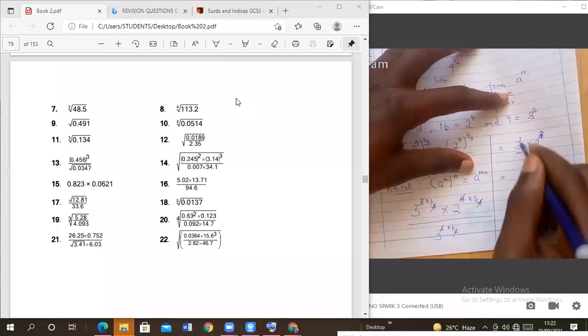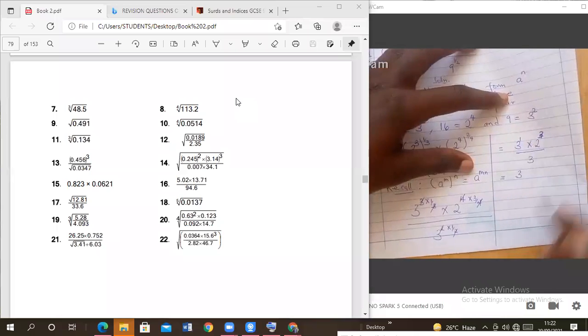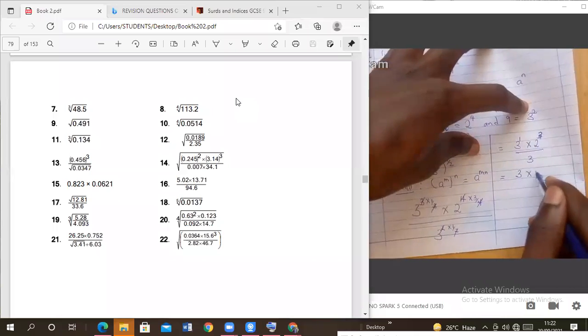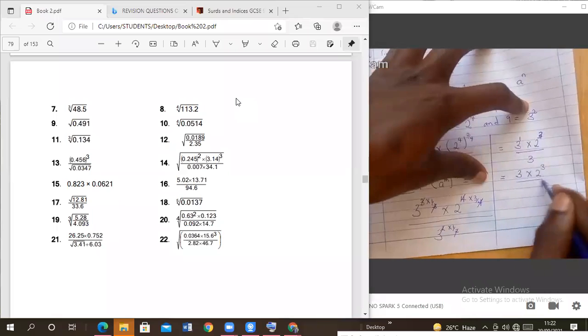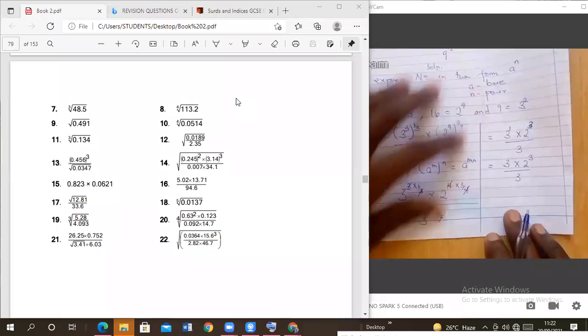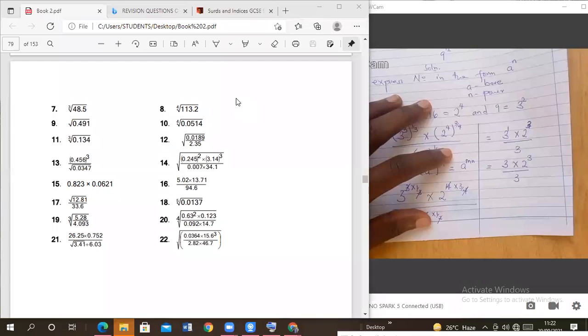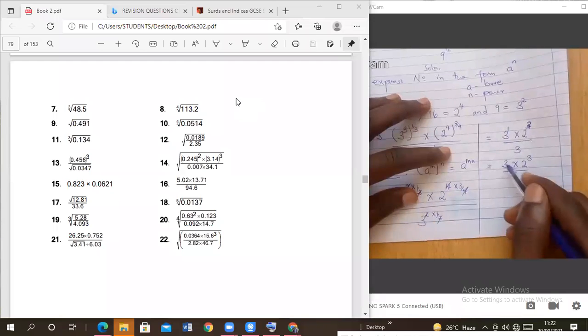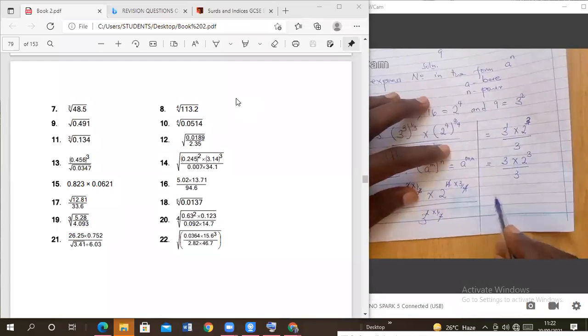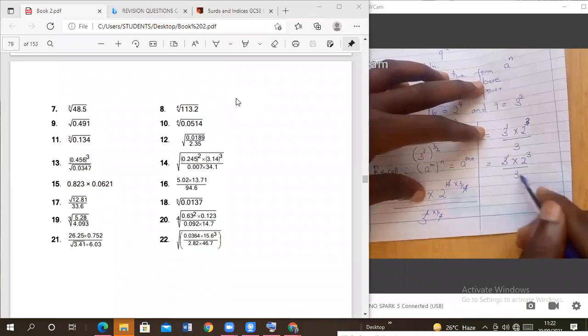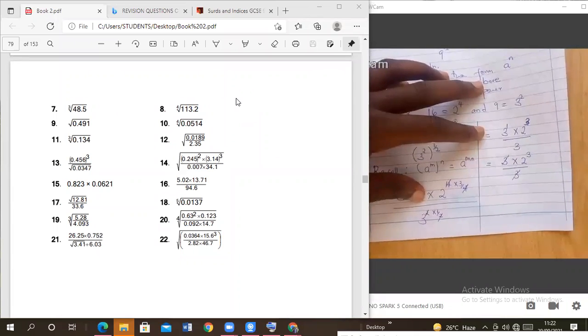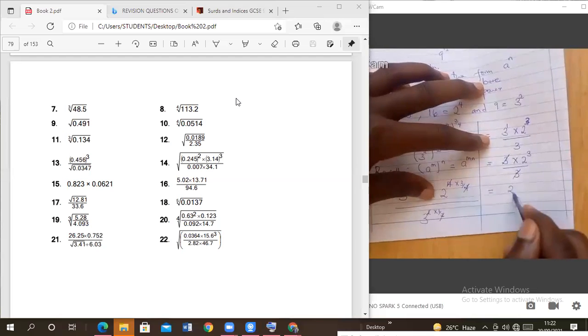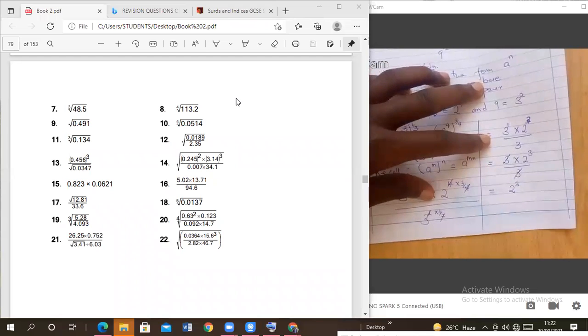A number raised to power 1 is that number, not so? So we have 3 times 2 to the power 3 divided by 3. Do we stop there? When you look at this, no, there's a common factor there, not so? Which means this 3 will cancel with this 3. Then you remain with 2 to the power 3.